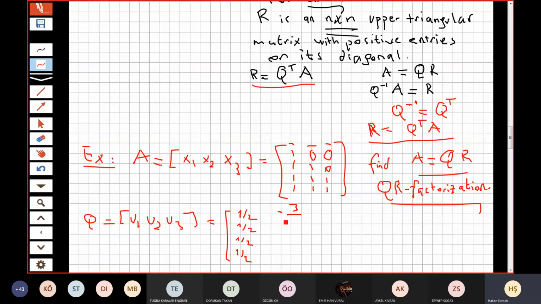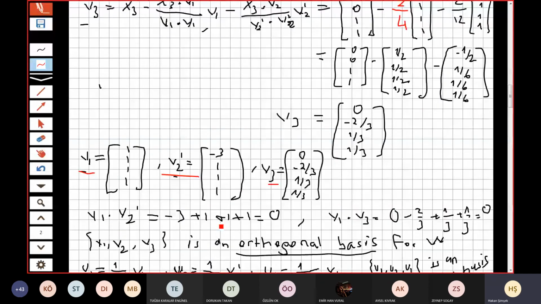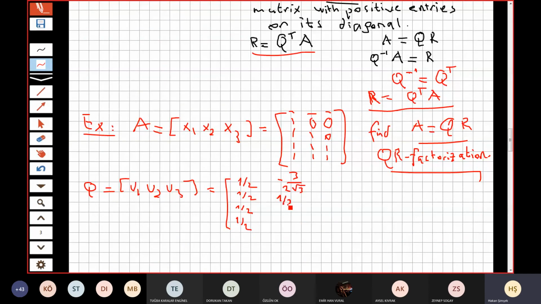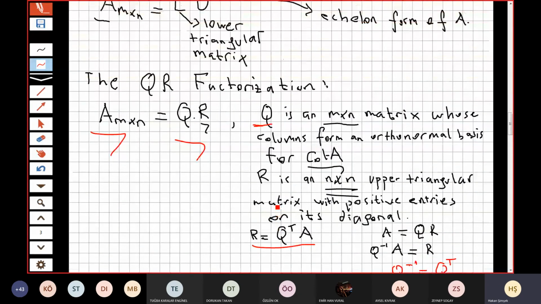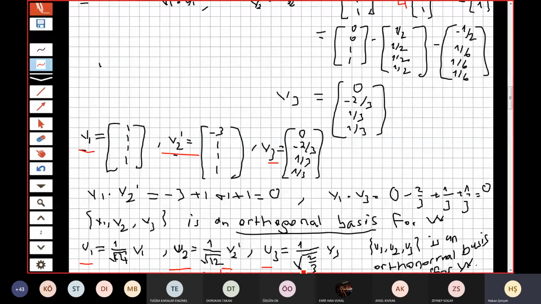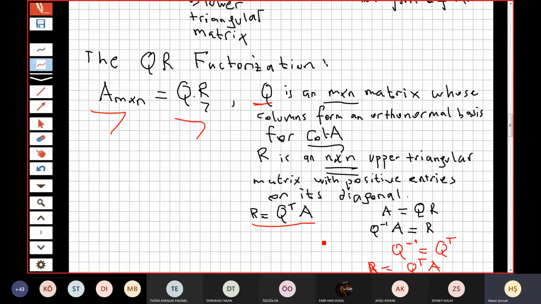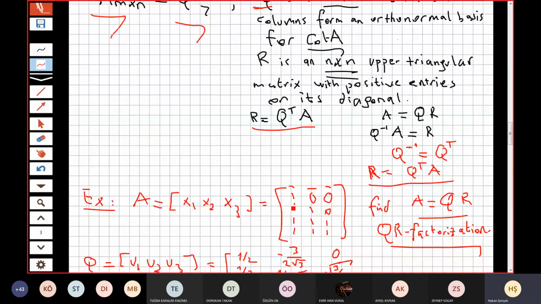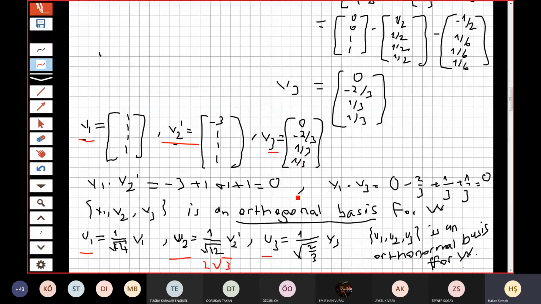Minus 3 times 2 over square root of 3, and the second component 1, 1, 1, each being 1 over 2 times square root of 3. And the last column is u3, square root of 3 over 2 times v3. So we have 0, square root of 3 over 2 times 2 over 3 minus 2 over 3.